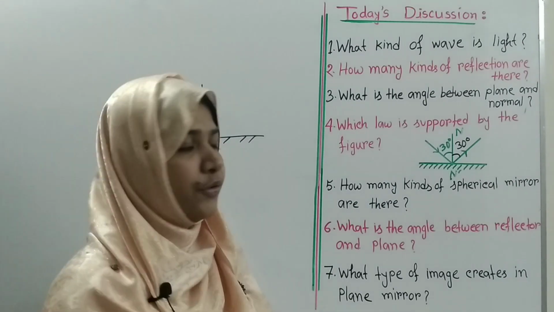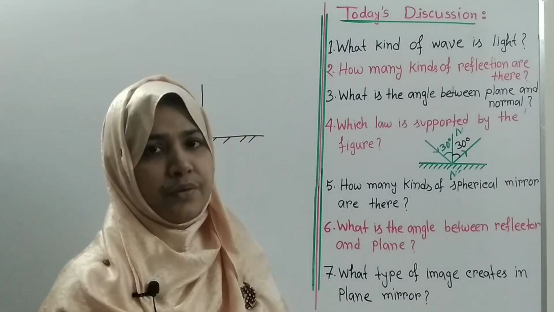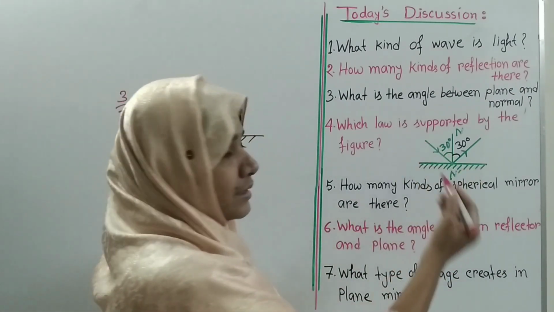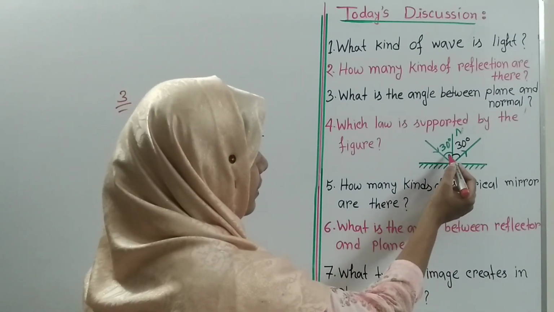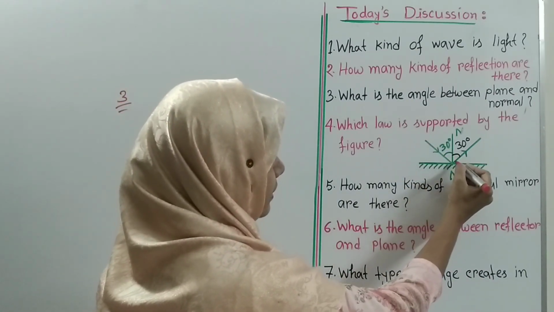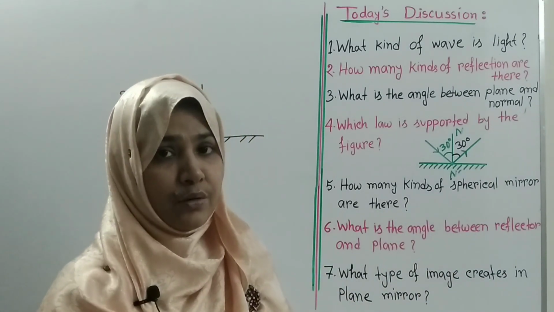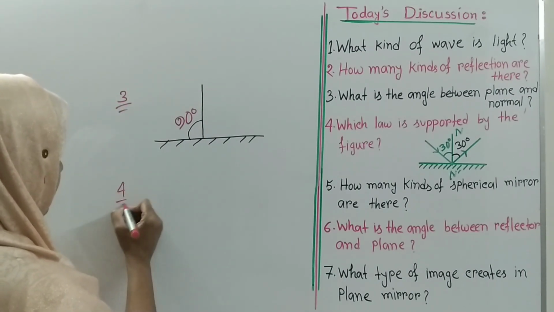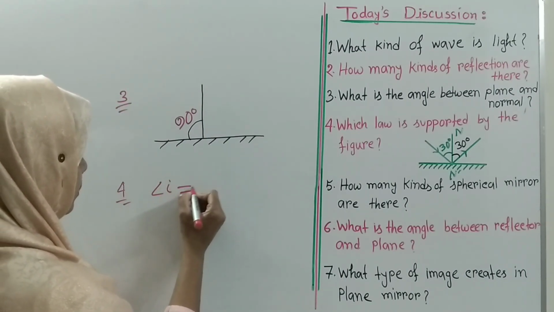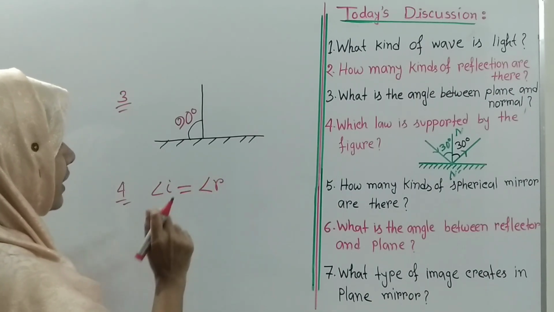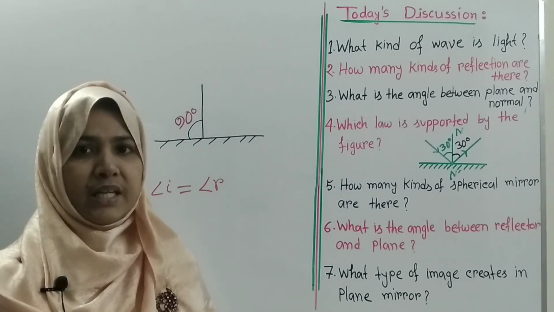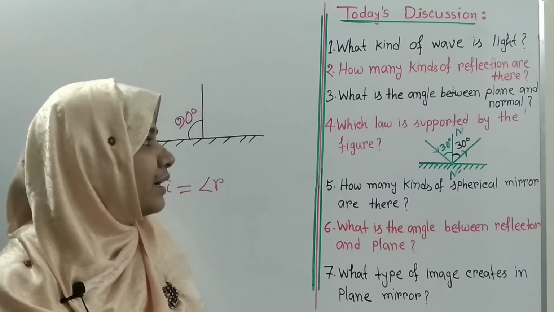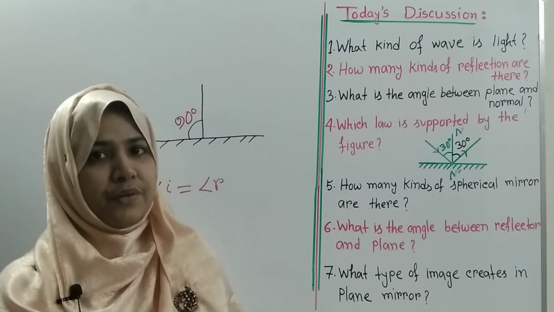Now question 4. Which law is supported by the figure? Here you can see that in the figure they describe two angles. One is the incidence angle, another one is the reflected angle, and the value of the two angles is the same, that is angle I is equal to angle R, and you know that this is the second law of reflection. So the answer of 4 is, this figure supports the second law of reflection.